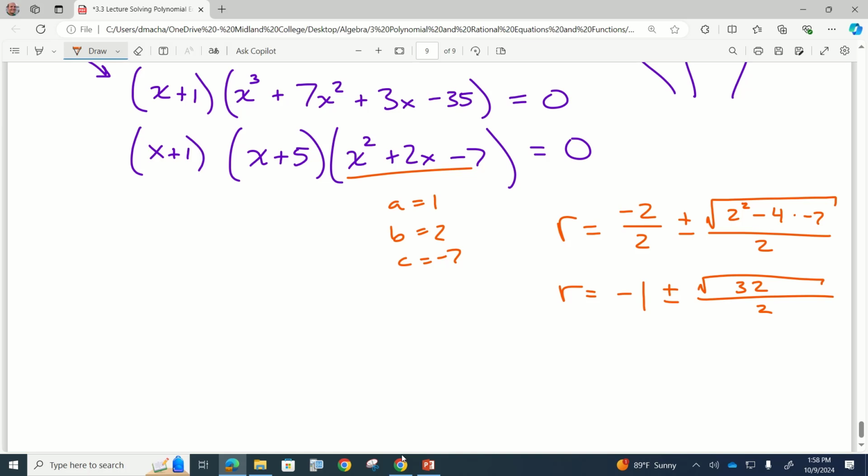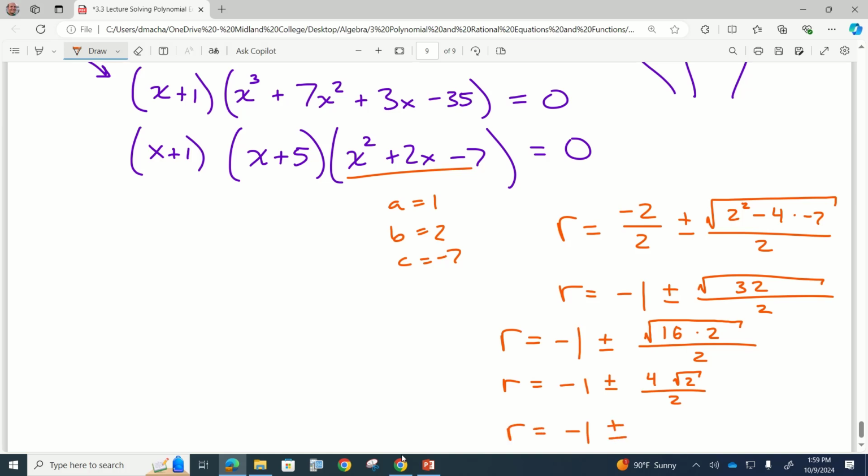All right, so simplifying this answer might take a little bit of work, but the square root of 32 is the same thing as the square root of 16 times 2. And the square root of 16 is 4. So I can take that out of the square root, and my roots are at negative 1 plus or minus 2 times square root of 2.